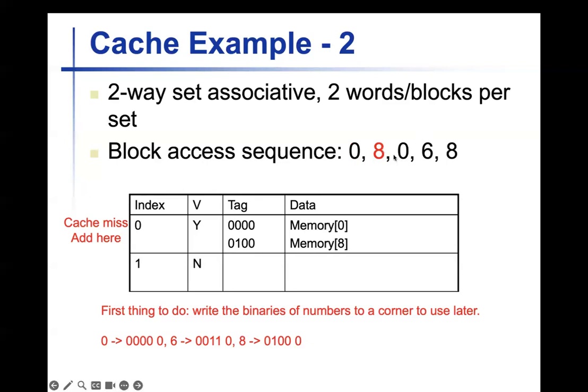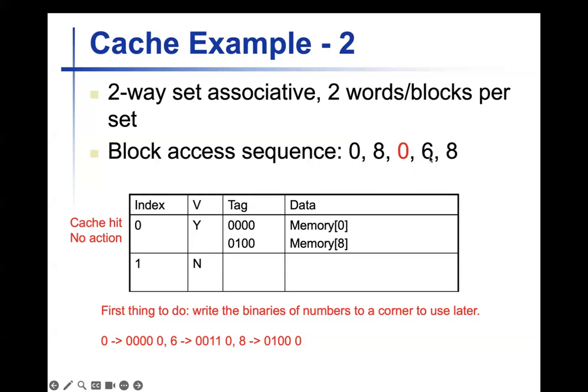So the next request is going to be 0. 0 already exists in index 0, so it's a cache hit. I don't need to do any more action. I can just read this data and send it to the CPU.